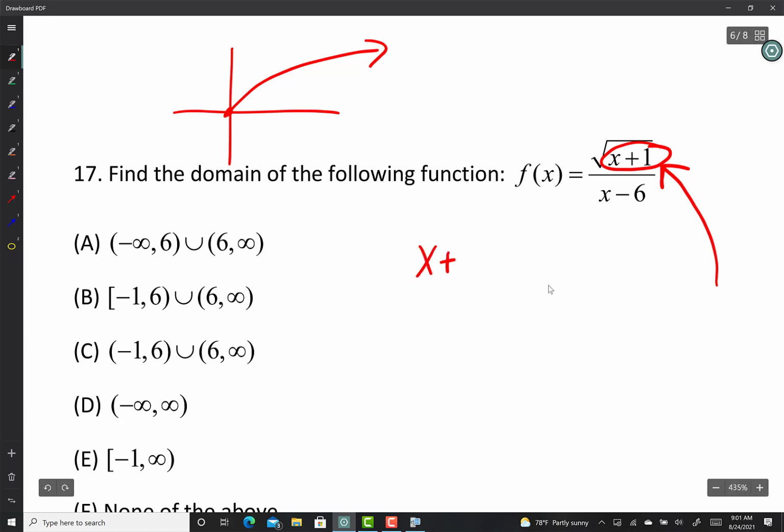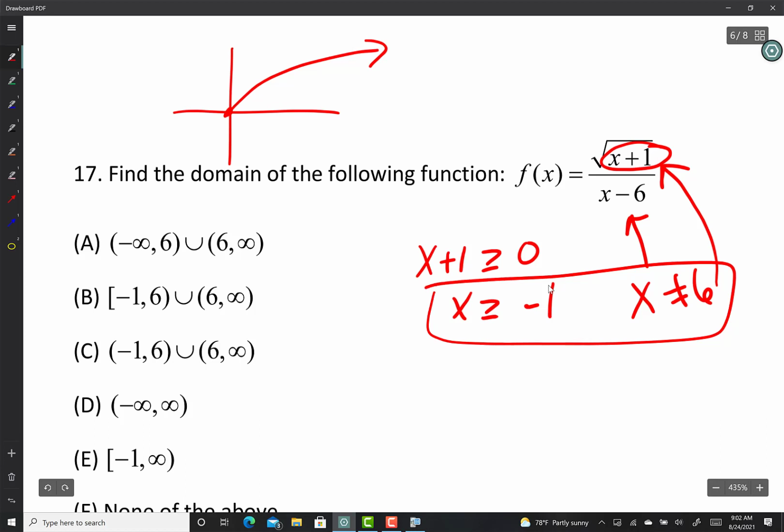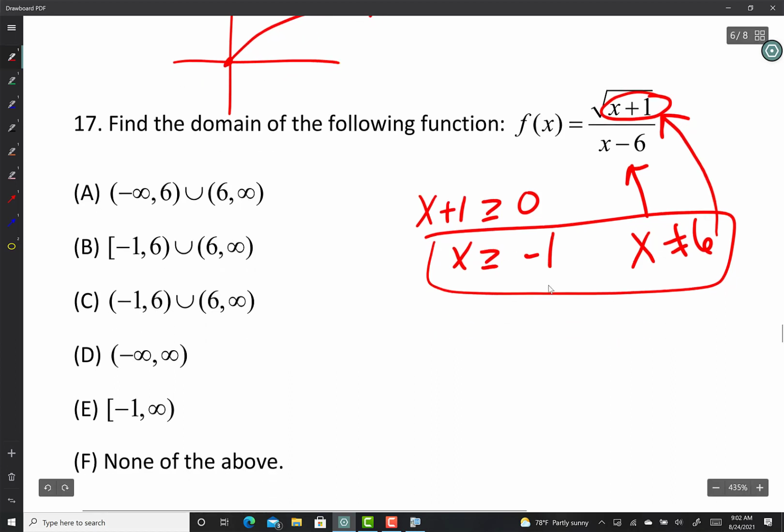So x plus 1 greater than or equal to 0. So x greater than or equal to negative 1. But we have to also focus on that denominator. You can't divide by 6. I would have accepted this if it didn't have multiple choice. You could say all numbers larger than negative 1, but it cannot equal 6. But since we have multiple choice, we can't accept it now, right?